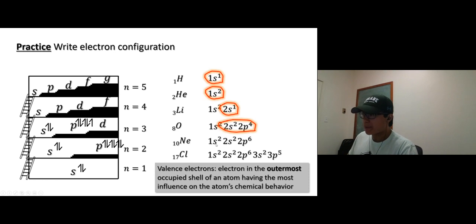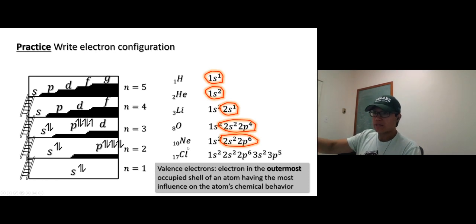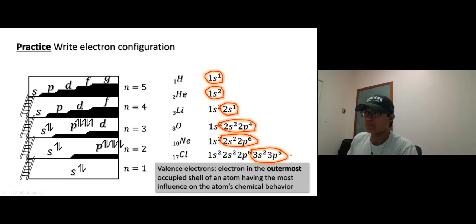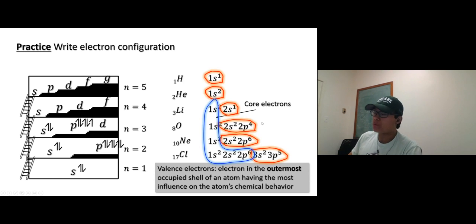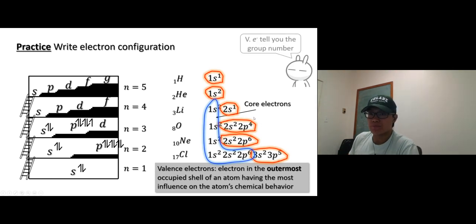For neon, we have 2 electrons in energy level 1, 8 electrons in energy level 2. So the 8 electrons in energy level 2, those are the valence electrons of neon. Okay. Now chlorine, how many valence electrons does chlorine have? The furthest is energy level 3. So the whole thing here, 7 electrons total. So these are valence electrons, the electrons in the outermost occupied shell. The inside electrons we call core electrons. We don't really care much about them. They don't do anything. Right?